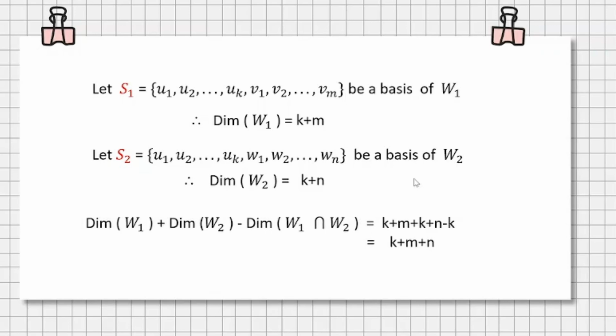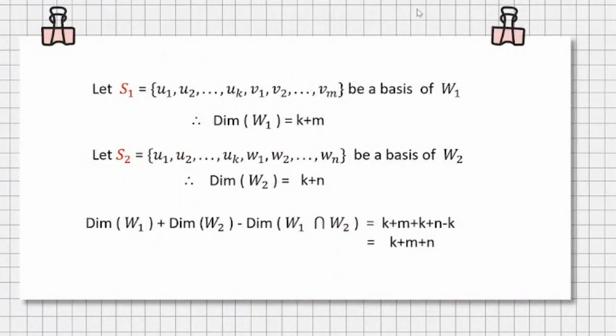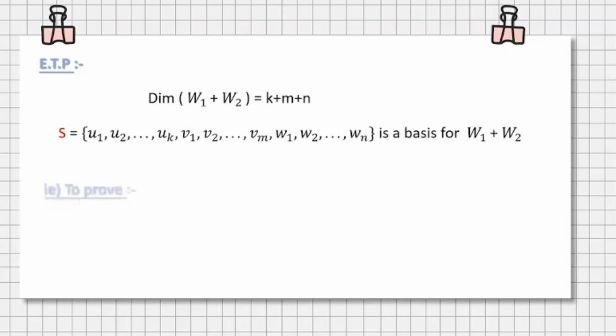Then dimension of W1 plus dimension of W2 minus dimension of W1 intersection W2 equals k plus m plus k plus n minus k, which is equal to k plus m plus n. What we are trying to prove is that dimension of W1 plus W2 equals this, so it is enough to prove that dimension of W1 plus W2 equals k plus m plus n. That is, a basis of W1 plus W2 contains k plus m plus n elements. Taking the set S containing these k plus m plus n elements, I need to prove S is a basis for W1 plus W2.